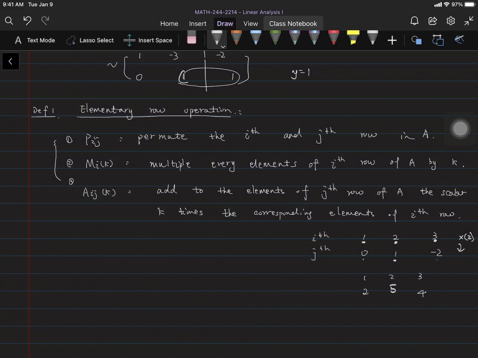You can see the ith row still keeps the same. The jth row has been changed. This is called elementary row operation. Actually, we use the last one pretty often.